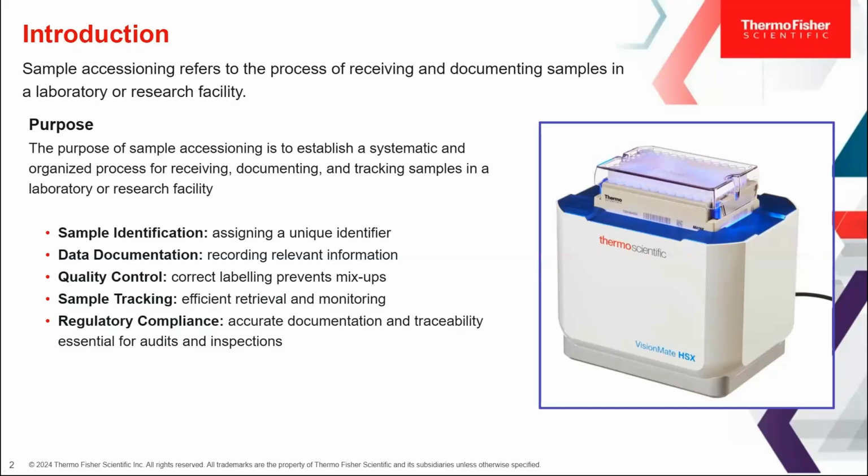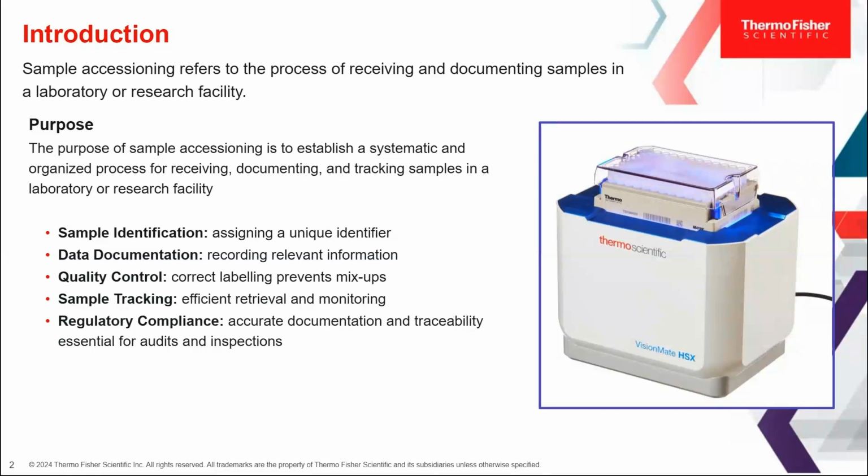So let's take a look at some of the steps here. First we have the sample identification. Assigning a unique identifier or an accession number to each sample ensures that it can be easily identified and distinguished from other samples. And this unique identifier serves as a reference point for all of the subsequent sample-related activities.